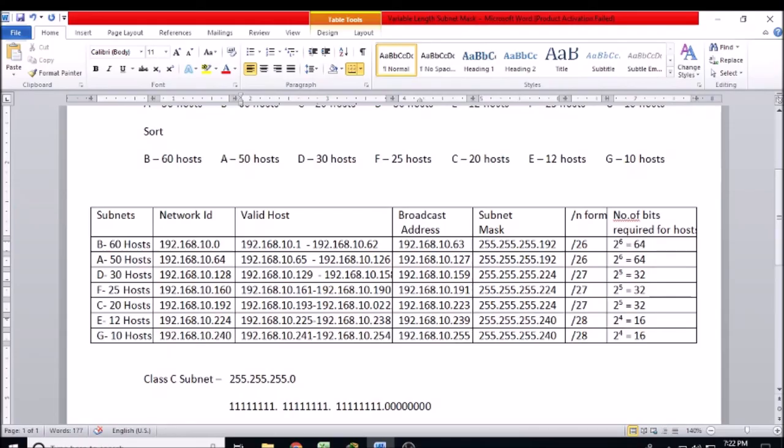Are you clear? So it is very easy for you to work out this problem. Just follow this table. It will be easy for you to understand. Hope you have understood this concept.